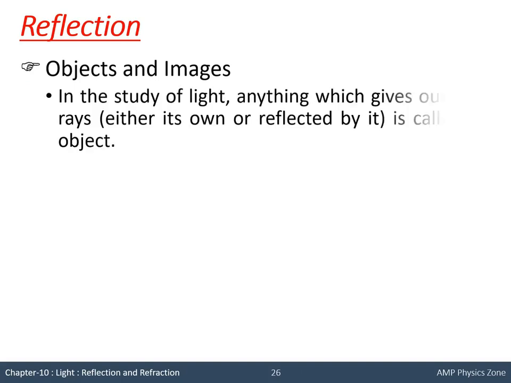So objects and image. In the study of light, anything which gives out light rays of its own or reflected by it is called an object. We have seen previously luminous and non-luminous objects. Luminous means they emit their own light, like the sun, and a chair or table will reflect light from its surface. So when we talk about light, anything which gives out light is called an object.